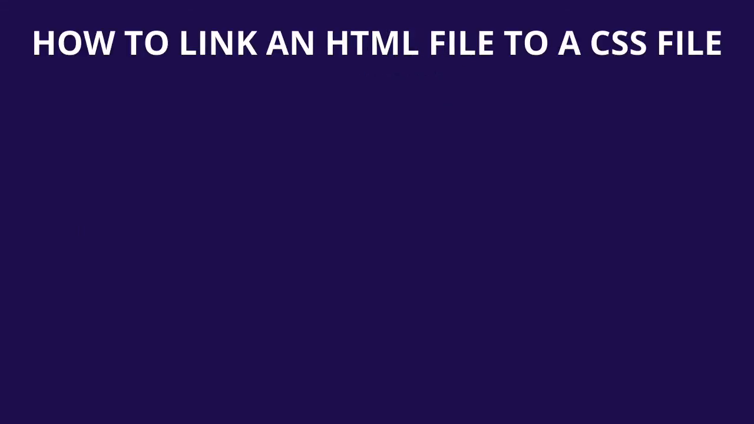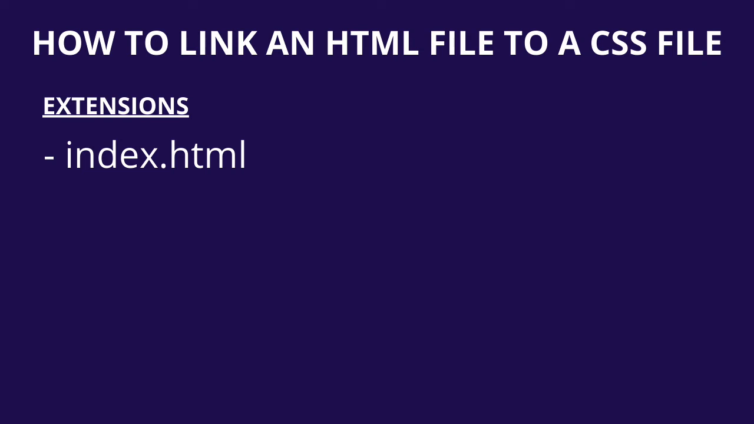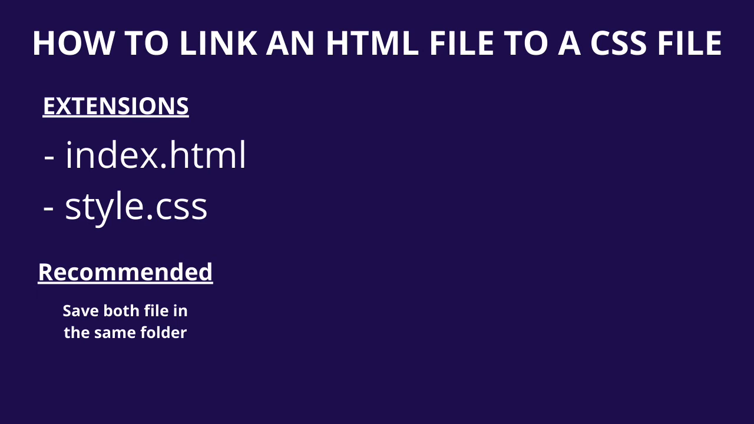How to link an HTML file to a CSS file. Firstly, you have to create your CSS file. If you followed up in my HTML series, you should have known this by now. HTML files are usually saved as .html, while CSS files are saved by using .css. So you have to create an index.html file, then you also create a style.css file, and it is recommended to save both files in the same folder.